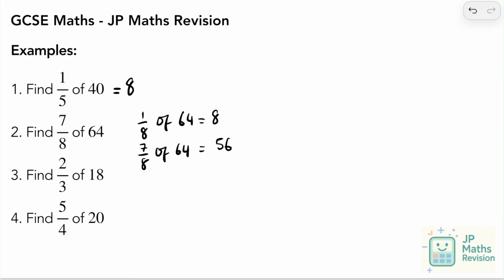If I want to find 2/3 of 18, I start off by finding 1/3 of 18 by dividing 18 by 3, so that's going to be 6. So 2/3 of 18 is going to be 12.